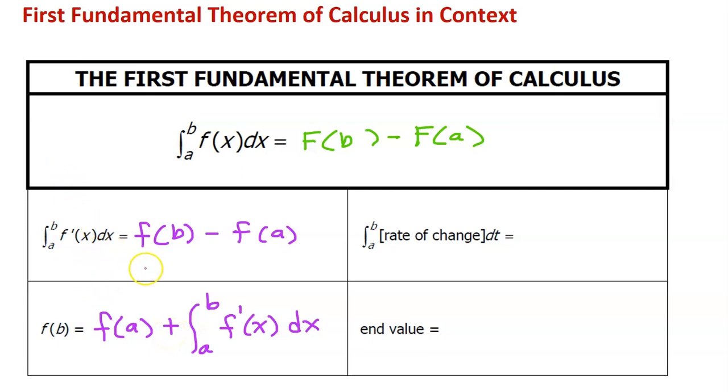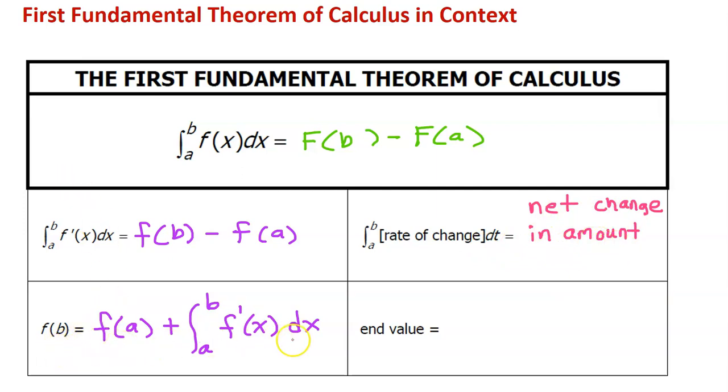To help us see how we will use this in the context of a real-world problem, let's look at what we see on the left and translate it into words on the right. First, on the left, we see this integral of f prime. F prime is a rate, and then what we get is this difference in amounts. So in general, the integral of a rate will equal the net change in the amount.